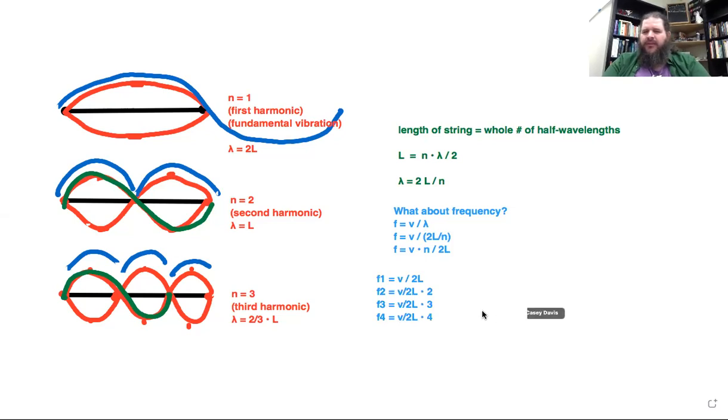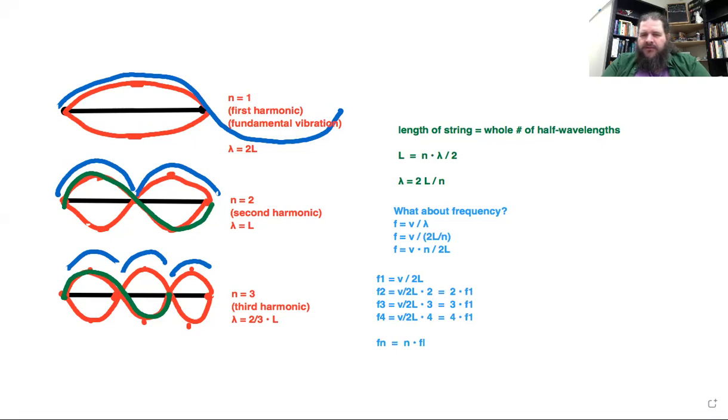In general, the nth harmonic is going to be V over 2L, which is the first harmonic, times n. We could even write this as 2 times F1, 3 times F1, 4 times F1, and so on. In general, the nth harmonic is going to have a frequency of n times F1.